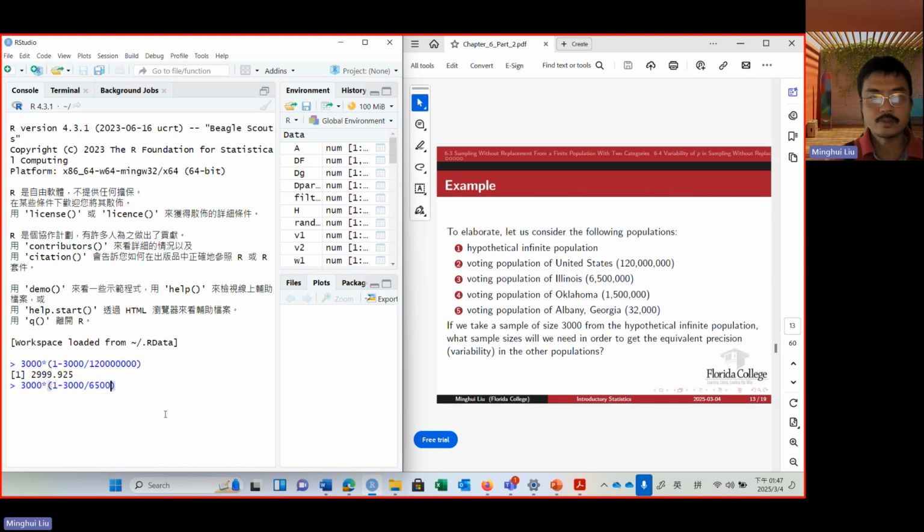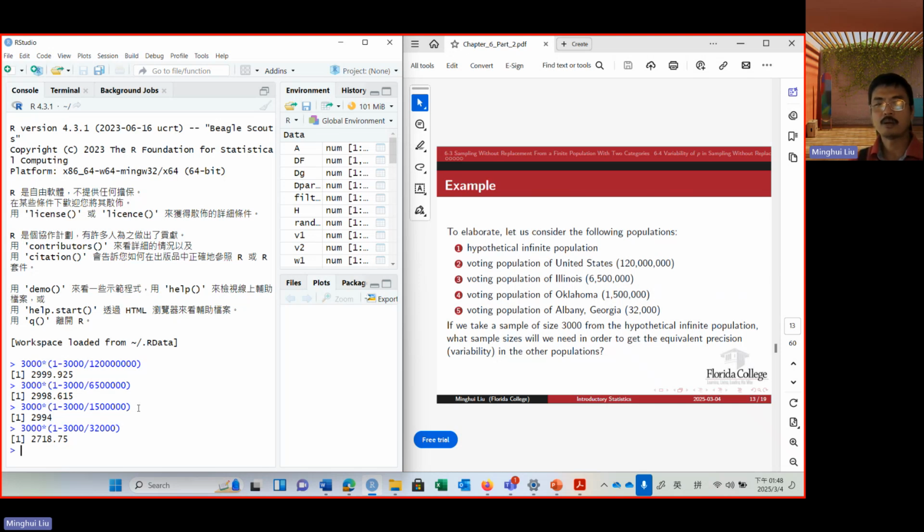With 6,500,000, this will give you about 2999. It's getting a little bit smaller than 3,000, but it's about the same. Then the next one, an even smaller state like Oklahoma, 1,500,000, will give you 2994. You see the sample size does go down a little bit as the population goes down, but it's not going down that much. And how about a smaller town, only 32,000 people? The sample size goes down to about 2,719.